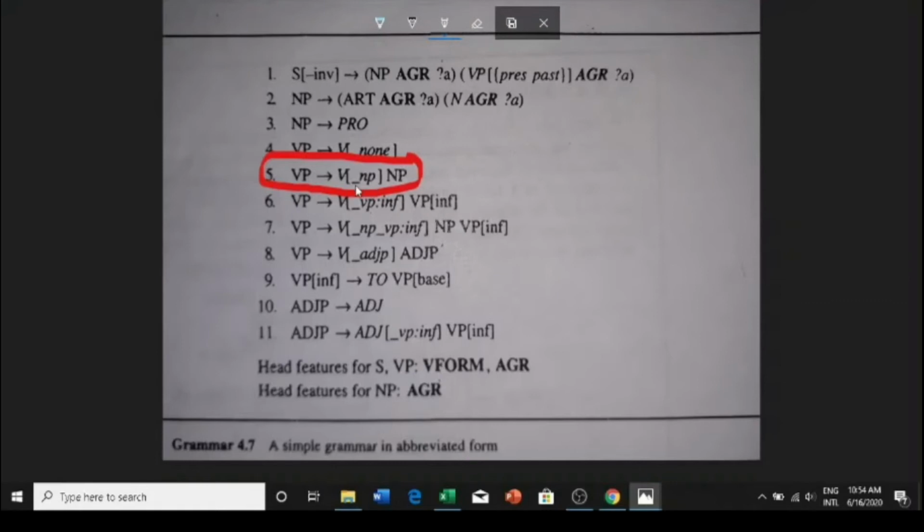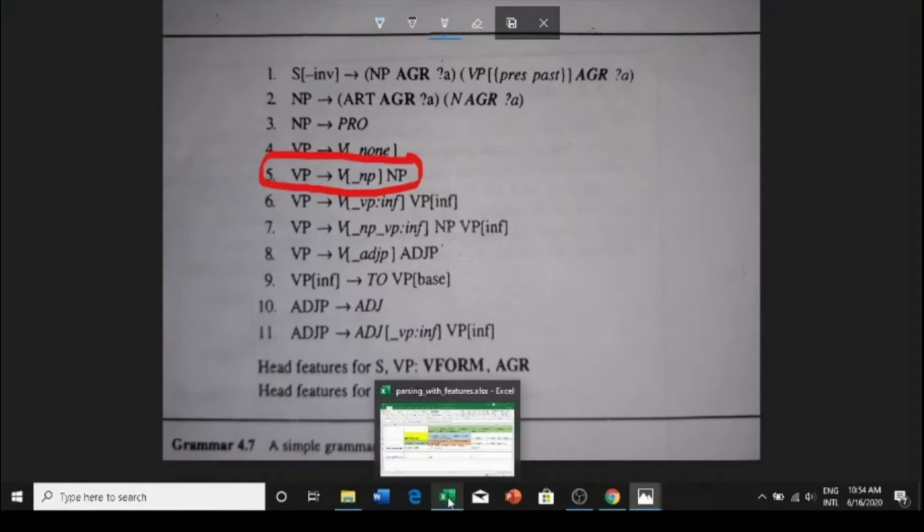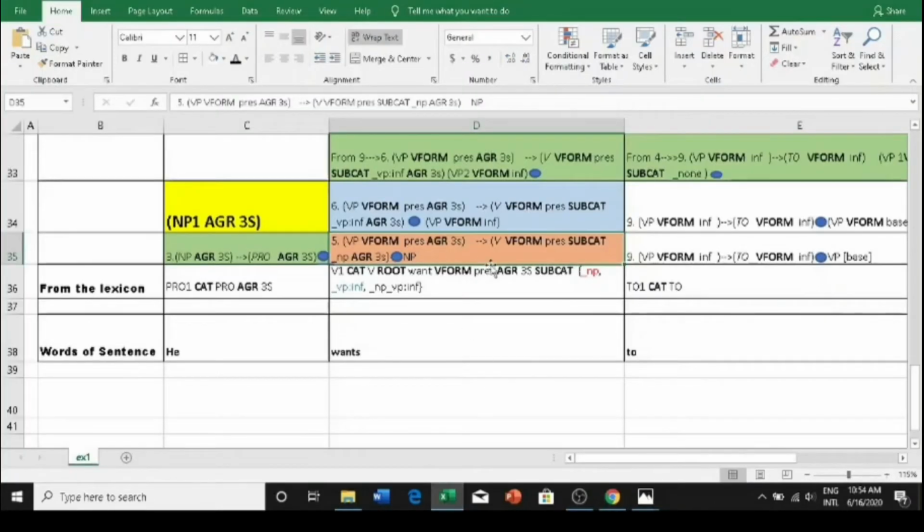So this is a plausible rule. So we will see that. So that rule is written here, and again the right hand side of that rule is instantiated with the lexicon entry of ones. So we will write the vform value is present and subcategorization value is underscore np and agr is 3s.